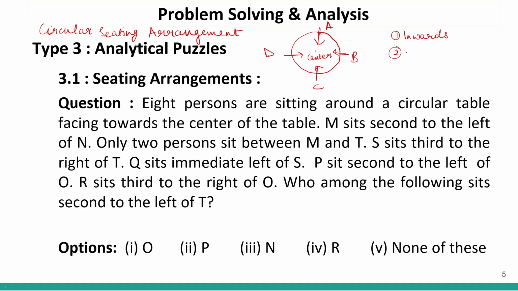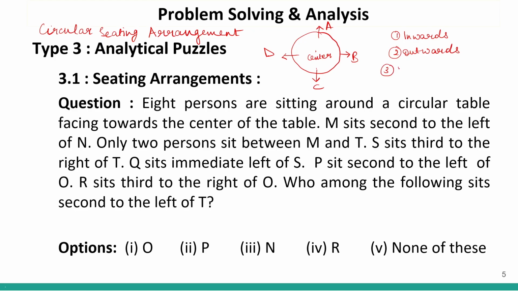The second possibility is that everybody is facing outwards, that means away from the center. So if everyone faces outwards, not towards the center but outwards, this is the outward direction. This is the second possibility.